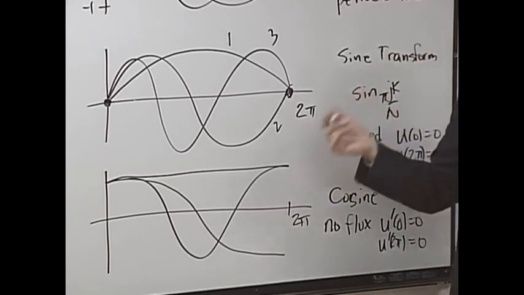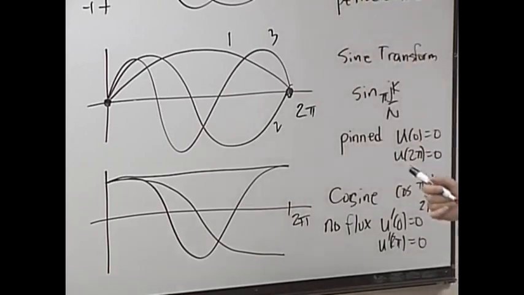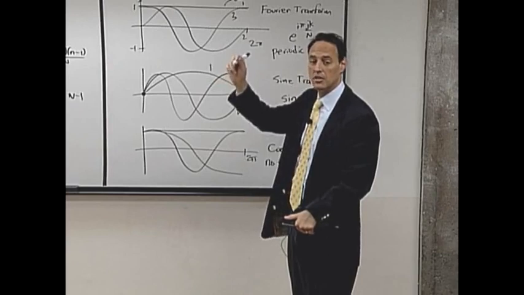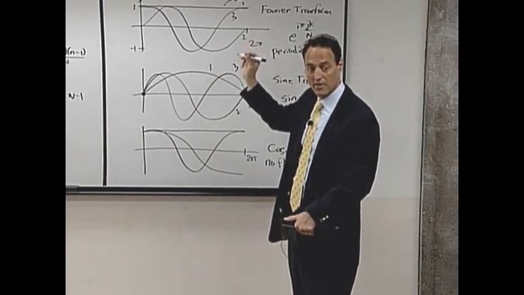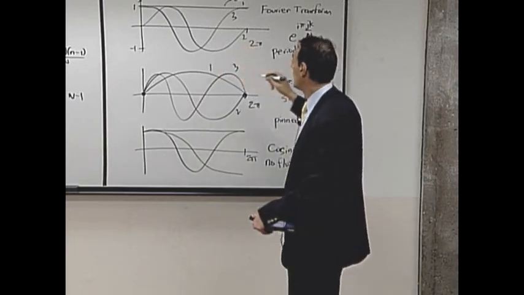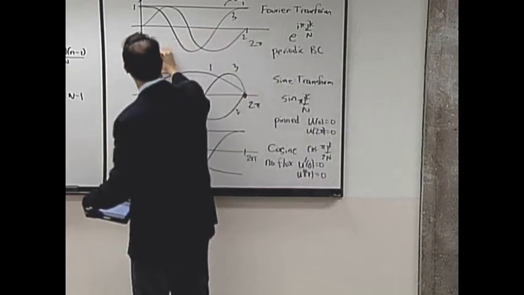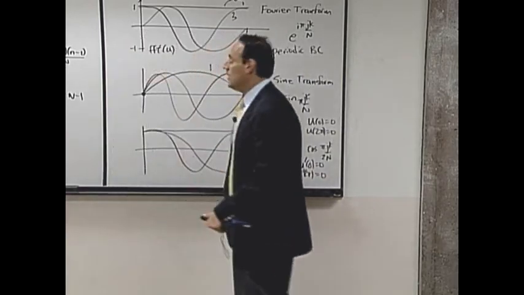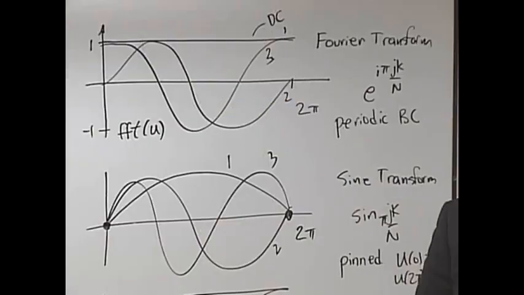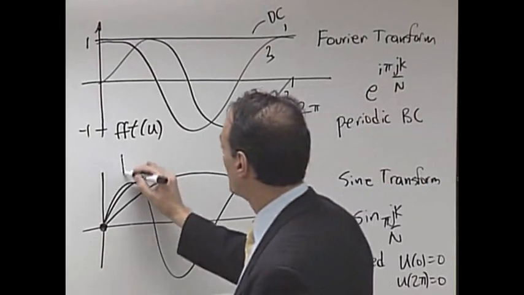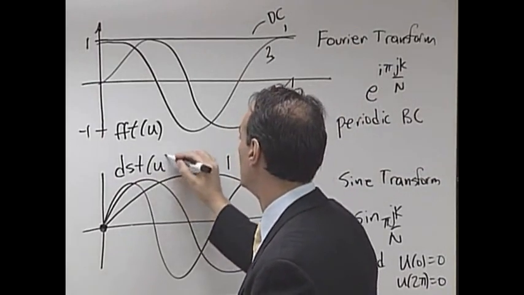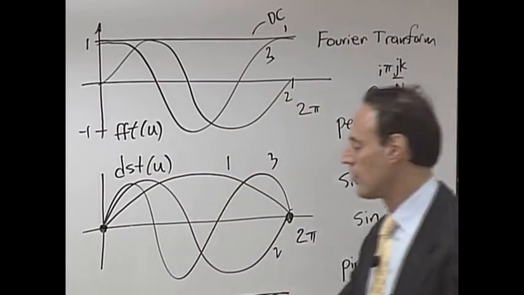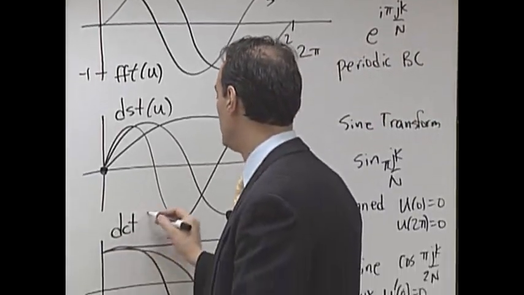When you do the Fourier transform, the way you call it is just FFT U. We've already done that in class. So here's the command for this, FFT U. For the sine transform, it's a discrete sine transform, DST U. For the cosine transform, DCT U.